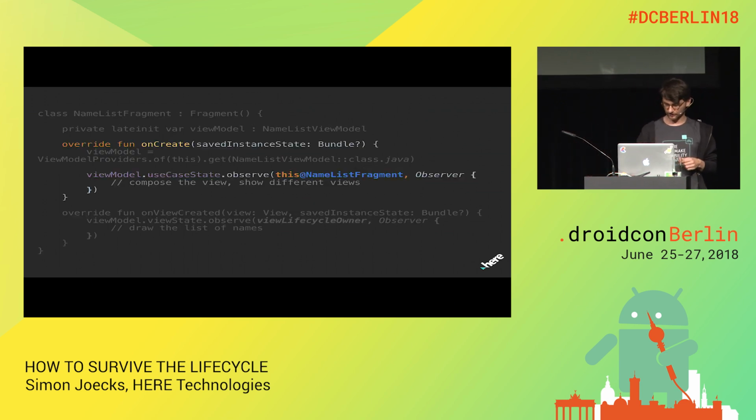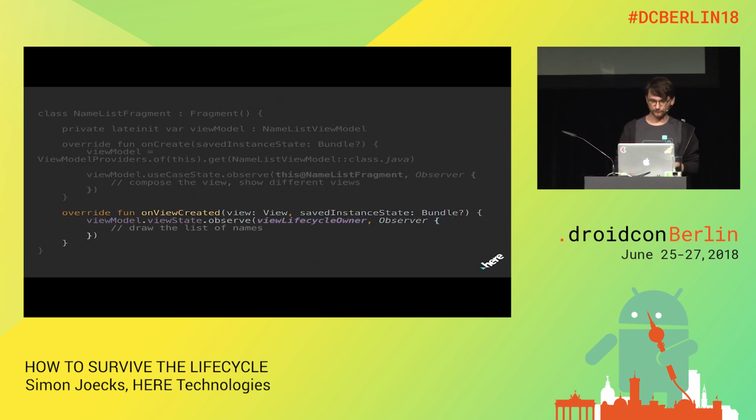So I forgot to show the fragment, how this is implemented. In the fragment, in onCreate, you will still use the fragment's lifecycle to observe the use case parts, and then you would show and hide views, more or less, or compose them, reinflate them, whatever is necessary for dealing with this particular problem. And then in onViewCreated, you would use the view lifecycle owner to still observe the view state of your view model. And then you're still safe to only deal with and update your view. Okay.